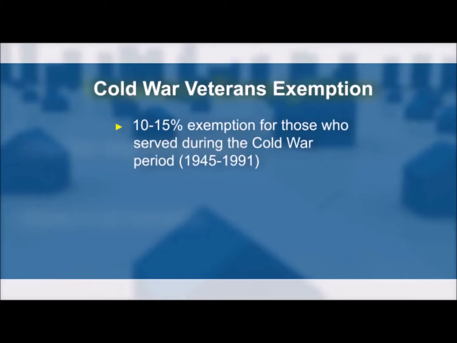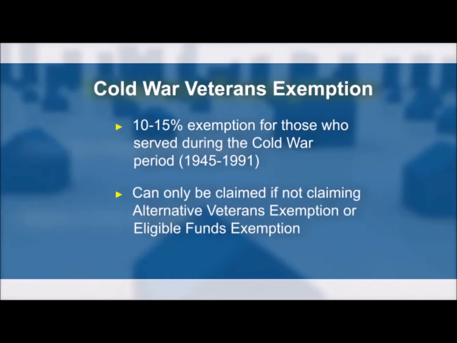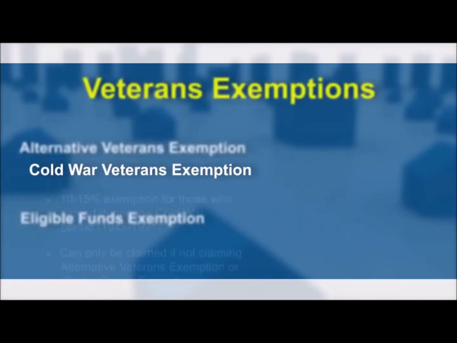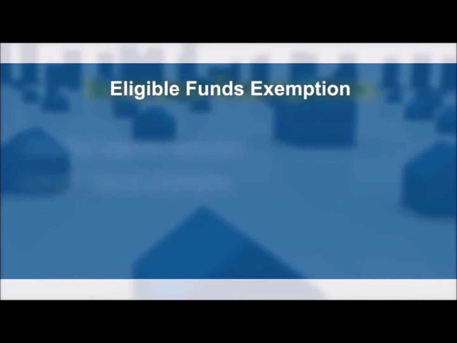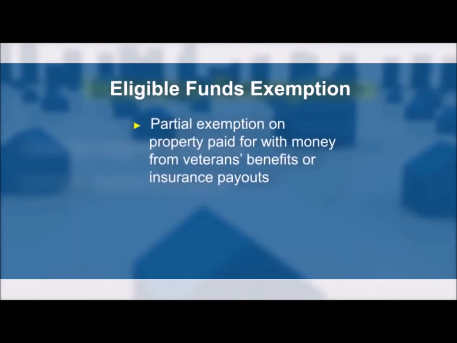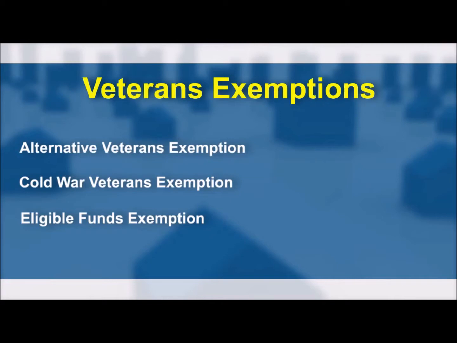This exemption can only be claimed by veterans who are not claiming either the alternative veterans exemption or the eligible funds exemption, which can provide a partial exemption from real property taxes on property paid for with money from veterans benefits or insurance payouts. Call your local assessor or the New York State Division of Veterans Affairs to learn what exemptions are offered to veterans in your community.